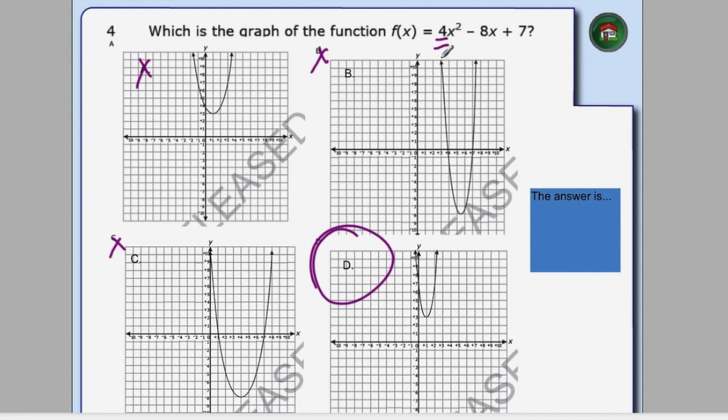What it's really doing there is, if you think about your parent function of y equals x squared, that 4 is stretching that vertically. So that's why that one's a little bit skinnier than this one. All right, number 5.